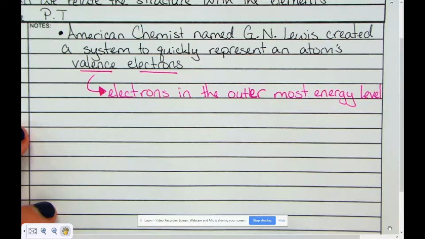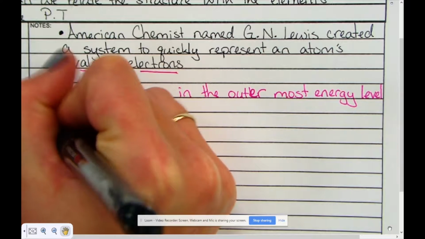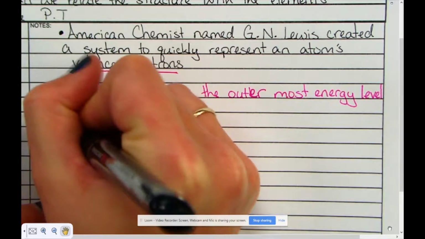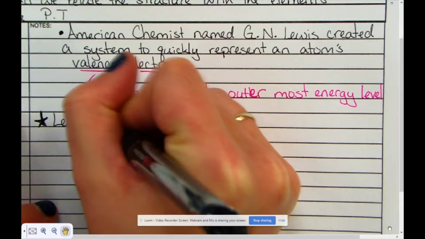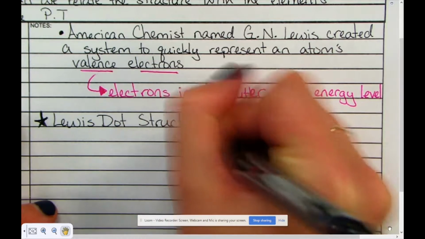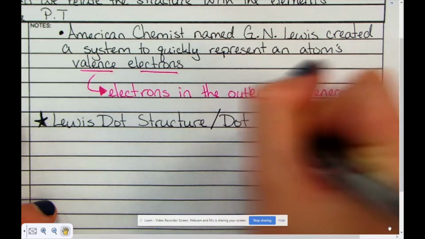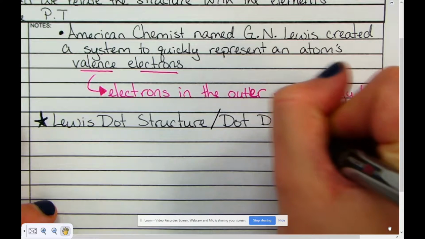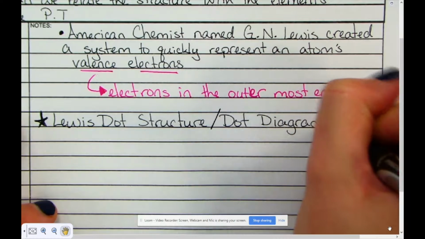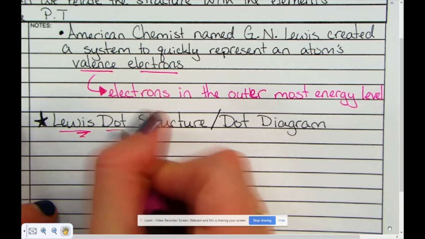So, G.N. Lewis figured out a system where we can look at valence electrons really quickly, and that system is called, so I'm going to put a star, it's called a Lewis dot structure. We also call these dot diagrams, so I'm going to put dash dot diagram. That's not something that I say very often, but I want you guys to know if you ever see the word dot diagram, we're just talking about a Lewis dot structure.